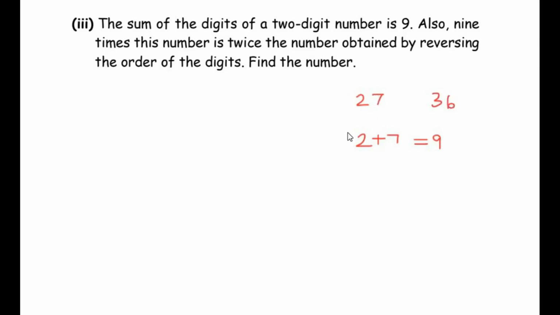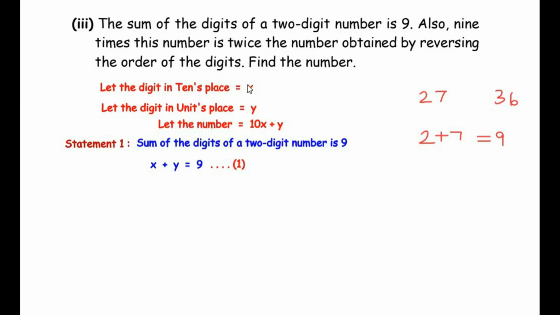So here let us write, let the digit in tens place be x and let the digit in units place be y. Now here if we consider this example 27 and 36, we can easily say that 7 and 6 will take the units place and the digits 2 and 3 takes the tens place. So here in general we have said that let the digit which is in the units place be considered as y and the digit which is in the tens place be considered as x. So now the number becomes 10x plus y. Since the number x is in the tens place, we are going to multiply it by 10 and then add it with the units place.